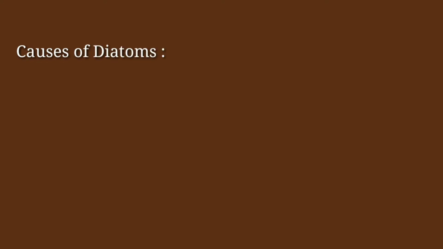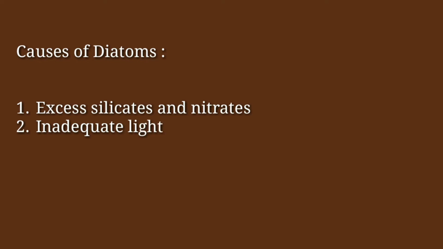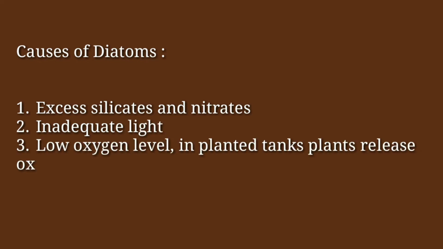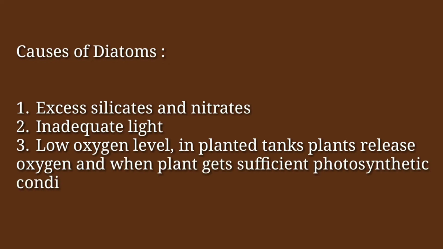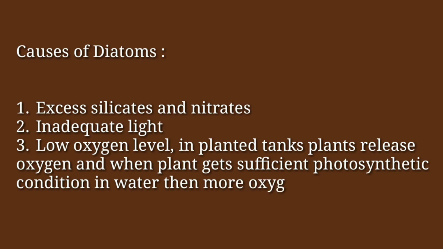Causes of diatoms. First, excess silicates and nitrates. Second, inadequate light. Third, low oxygen level. In planted tanks, plants release oxygen. When plants get sufficient photosynthetic conditions in the water, more oxygen comes out.